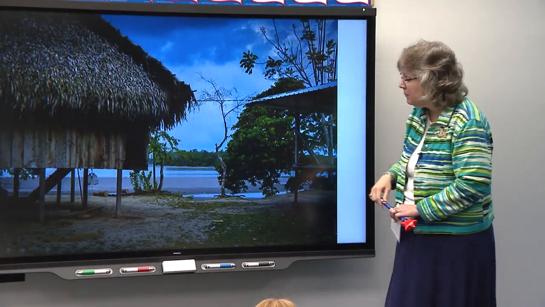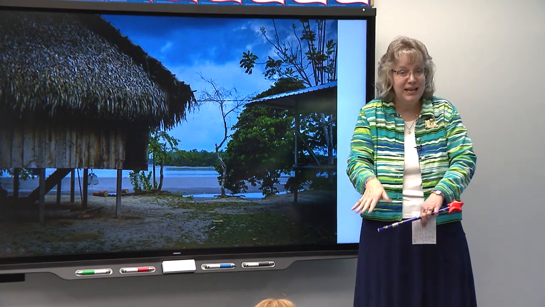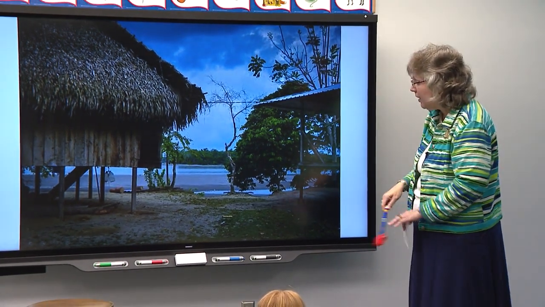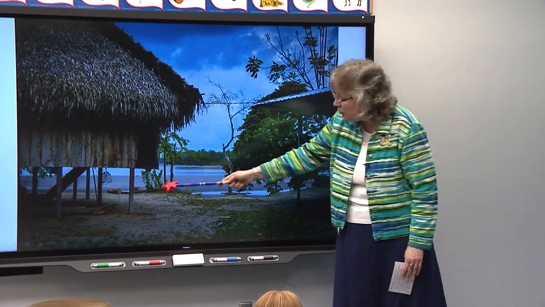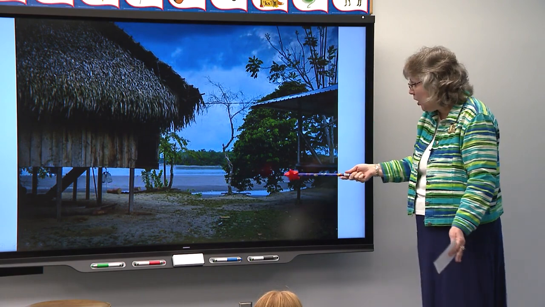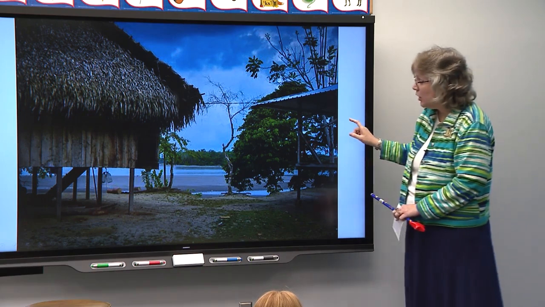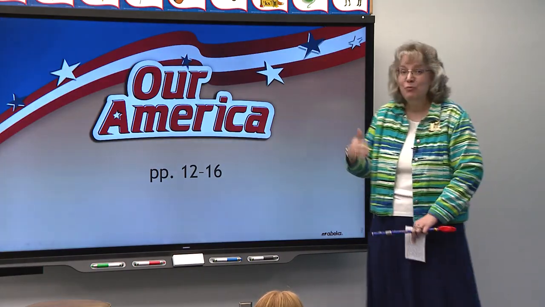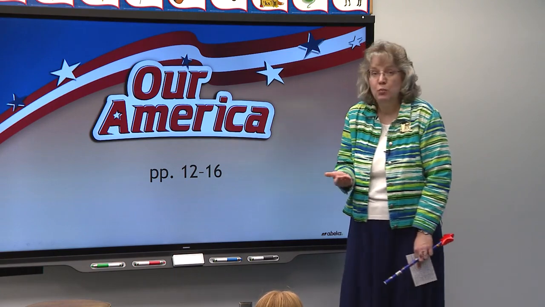Let's look at another one. Now, this is a picture of the Chickee homes, the ones in the southeast part of the United States as it is today. So you can see they're raised up. Some of them had walls, some of them didn't. See how this one's open like this? So those were their homes that they made. And we get to read about the Native Americans, and we get to see some more pictures.